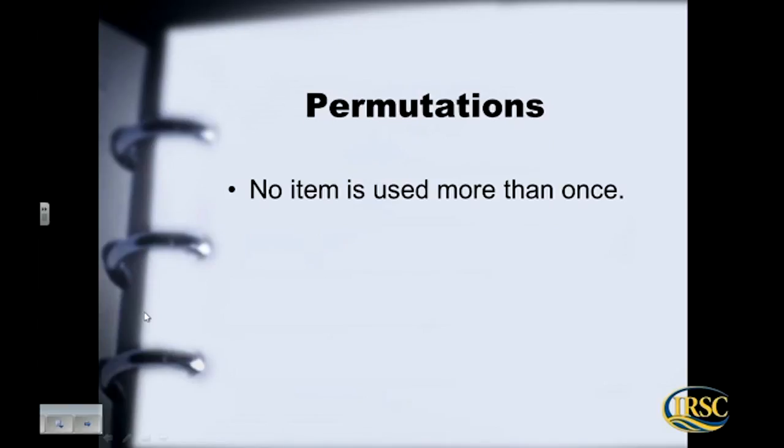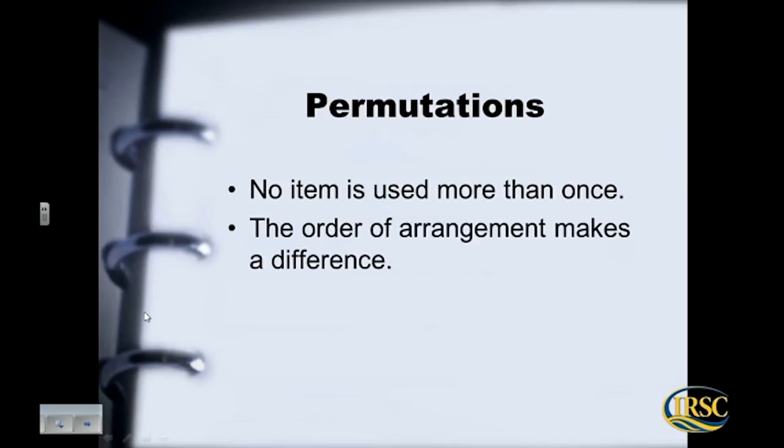So notice we already have something that's different about the last type of problems we did. So in the license plate problem, we could use a letter more than once. But in this one, no item is used more than once. And also, the order of arrangements makes a difference. So ABC is different from CBA. The order makes a difference. It might be the same 3 letters, but you've made a new arrangement when you've reordered it.